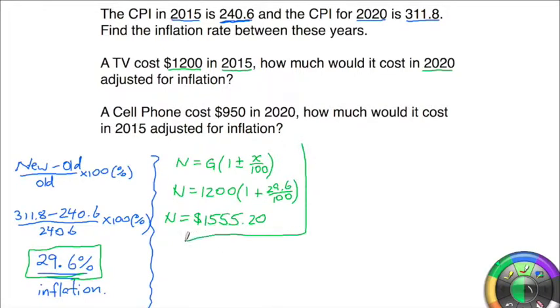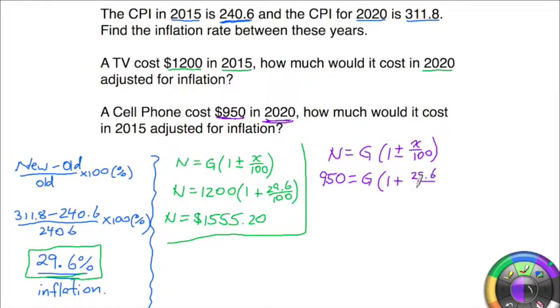All right, so the last one is going the other direction. Let's do it in purple. Again, we're going to do this formula. And in this case, we have a cell phone that costs $950 in the future. We want to know how much it would have cost adjusted for inflation in the past. So in this case, this is the new price, the $950, so it's going to go on this side of the equation. G, or the old price, is what we're looking for. And we're going to have 1, again, inflation is positive, so this would be the 29.6 divided by 100.